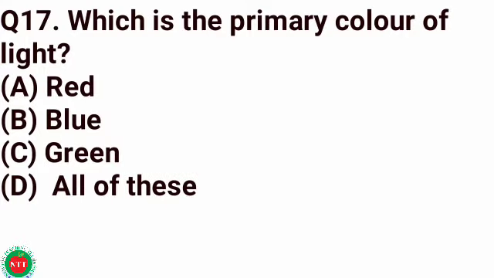Question number 17: Which is the primary color of light? Red, blue, green, all of these. And the right answer for this question is option D, all of these. All three, red, blue and green, are the primary colors of light.